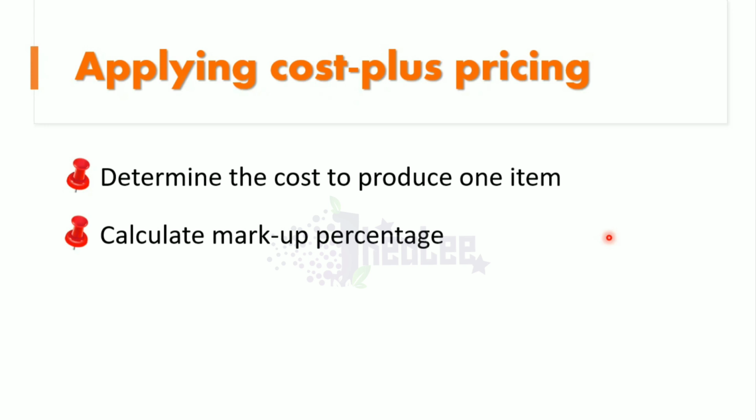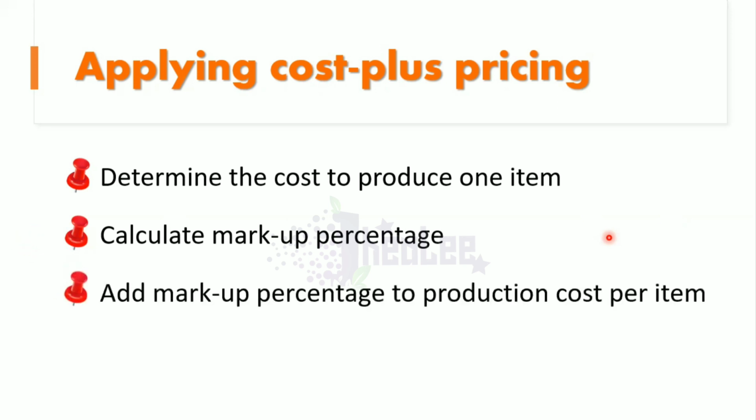Then, having calculated your markup percentage, and in doing that, people, you are determining the profit that you actually need to generate from selling this item. Once you calculate your markup percentage, you're going to add that to your cost to produce one item, and that will give it a price at which you will be selling the item for.